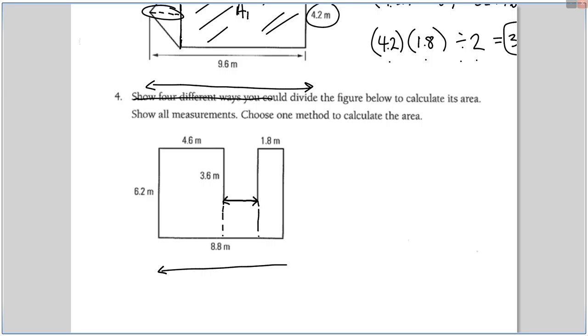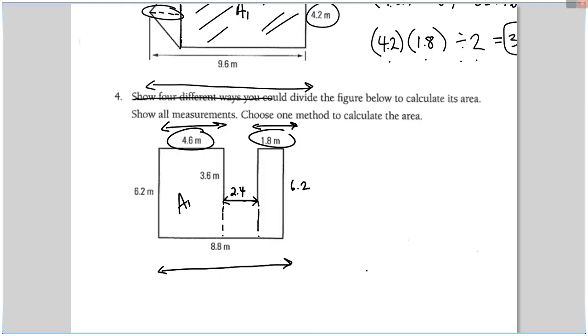So we have 8.8 running that way, 8.8. Take off 4.6 and 1.8, and you'll get that missing distance there. So 8.8 minus 4.6 minus 1.8 is 2.4. We know this side's 6.2, and I think we have everything that we need.